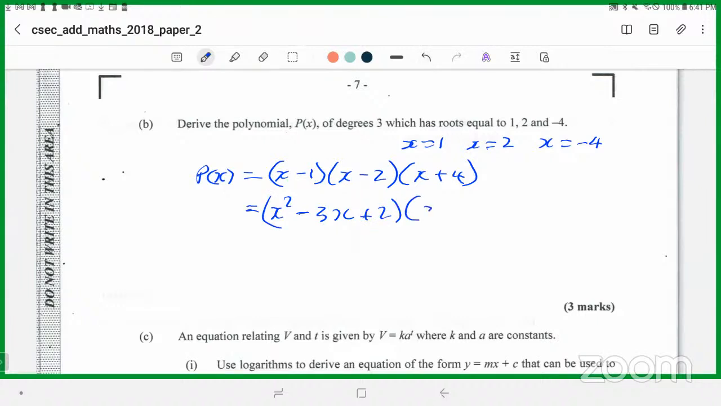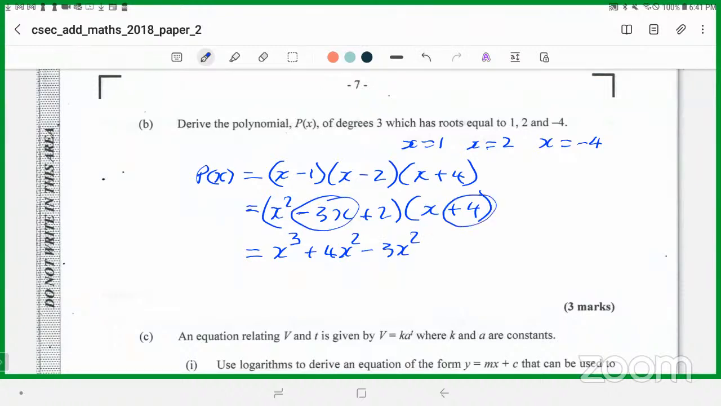And then multiplying that by x plus 4, each of the terms in the bracket here multiplied by the x plus 4. All right, so let's go. x squared times x is x cubed. x squared times 4 is 4x squared. Minus 3x times x is minus 3x squared.